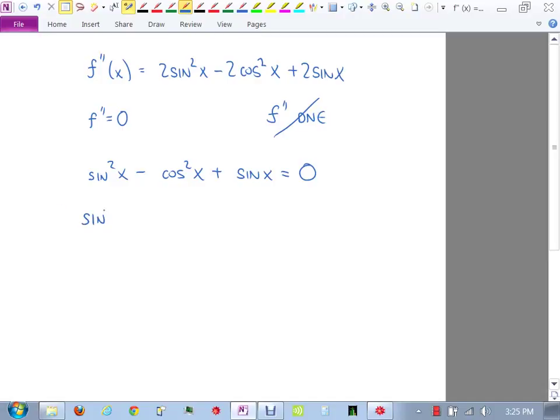How about this? I'm just going to go for something here. What did I do? Replaced cosine squared x with the Pythagorean identity. I took the identity sine squared x plus cosine squared x equals 1, and I solved for cosine squared x, which means you move the sine squared to the other side of the equation.